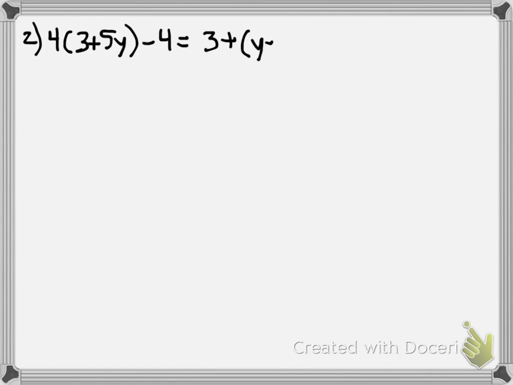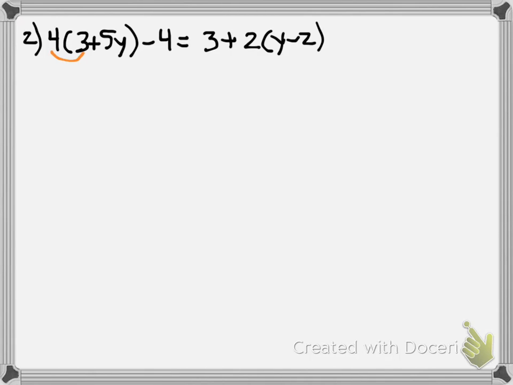So next problem. We have 4 times the quantity 3 minus 5, plus 5y, that minus 4 equals 3 plus 2 times the quantity y minus 2. Oops, I missed something, sorry. It should be 3 plus 2 times the quantity y minus 2. So what you notice is that we do have parentheses and we do need to deal with them. So we're going to distribute first.